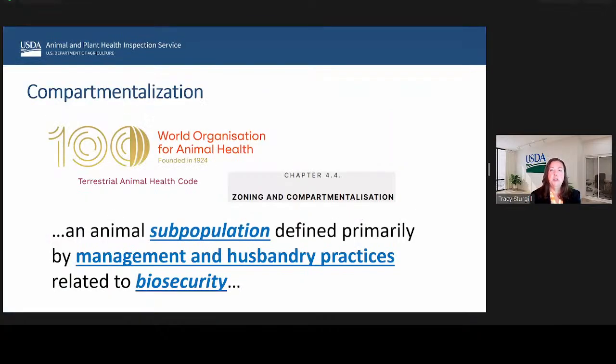Finally, I'm going to move on to briefly mention compartmentalization, since it is included with zoning in the WOAH chapter. APHIS provided a full presentation on this topic during the 91st WOAH General Session this past May, and Dr. Zepeda did an excellent job earlier talking about compartmentalization. So I'll just briefly repeat what he said, that WOAH defines compartmentalization as an animal subpopulation defined primarily by management and husbandry practices related to biosecurity.